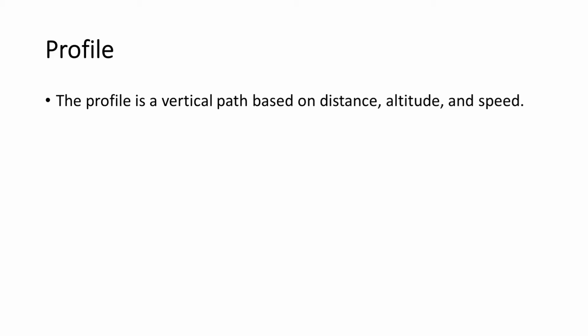So what is the profile? A profile is a vertical path based on your distance, altitude, and speed. This is important to realize because you will have to calculate the profile, and it also contains some logic, like you cannot be on profile but too fast, or on profile but too high. That doesn't make sense. If you're on profile, you're on profile.